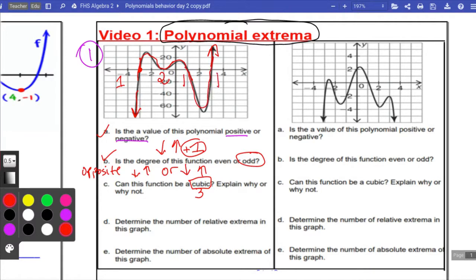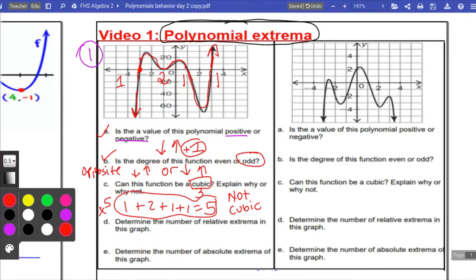Cross, 1. Let's add up these numbers. We have the 1 plus the 2 plus the 1 plus the 1. We get 5. That is nowhere near 3. So this is not cubic. This is enough explanation right there. This would be raised to the 5th power. All right, let's move on.